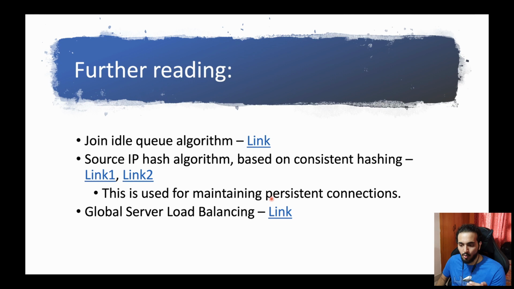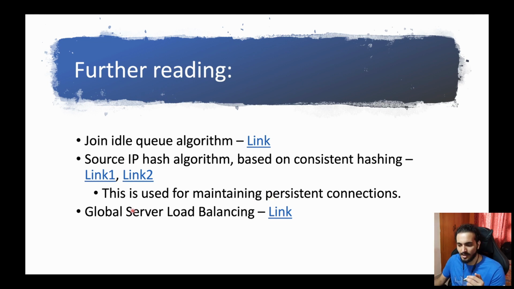I have a few further readings that you can do. There is another algorithm called join idle queue, wherein the client or the web server basically reports to the load balancer, saying, okay, this is my current performance, I can serve more requests, please send more requests to me. This is one other way wherein load balancers get real-time insights from the web servers, and based on that, it decides which web server to send a request to.